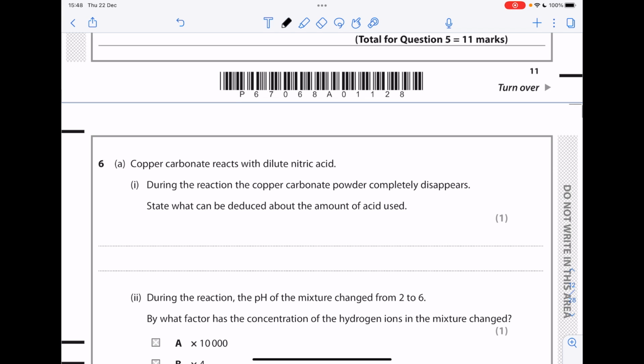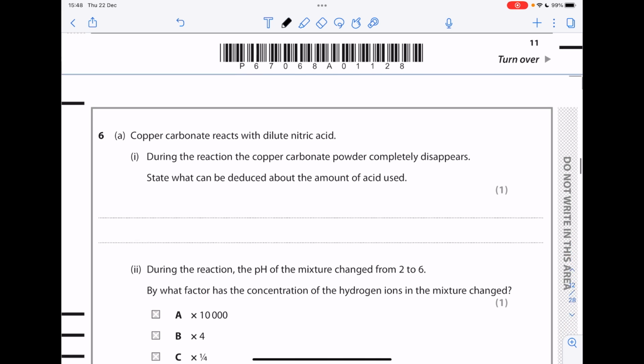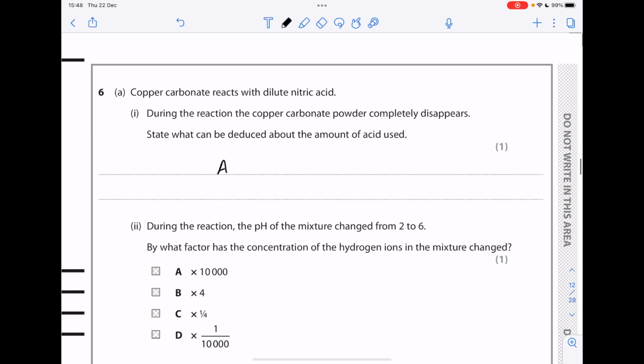Copper carbonate reacts with dilute nitric acid. During the reaction, the copper carbonate powder completely disappears. State what can be deduced about the amount of acid used. The acid must be in excess.